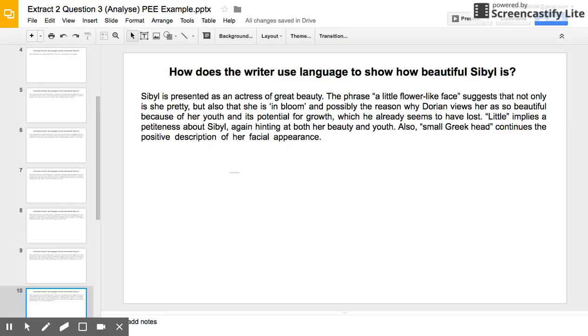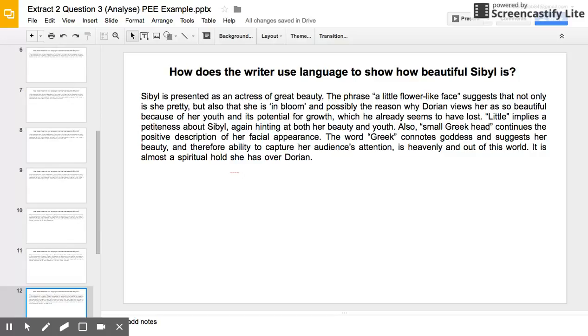Now that's not a massive explanation. Continues the positive description of her facial appearance. Here, that's accurate. It links it in with the quote before, the analysis of the quote before, but it's not an amazing developed analysis. So I would be expecting to extend it. The easiest way to extend it is to look at the keywords, the associations. This is where the hidden meanings will be. I think Greek reminds me of Greek goddess. I think of Aphrodite. I think of beauty, love, these types of things. It also imagines Sybil as someone that's out of this world, godly.